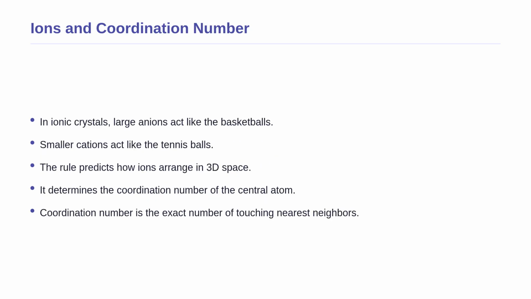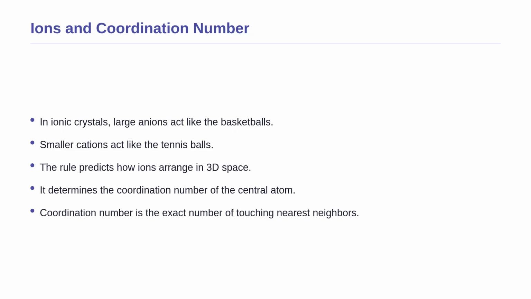Now that we understand the packing analogy, let us apply it to chemistry. In an ionic crystal, the large basketballs are usually the negatively charged ions, or anions. The smaller tennis balls are the positively charged cations.